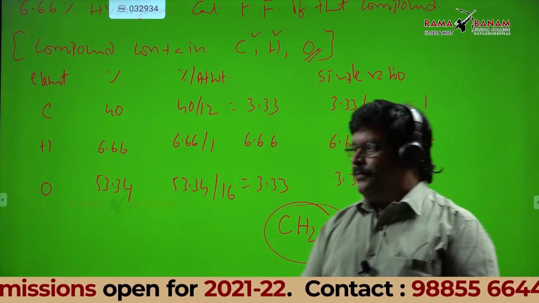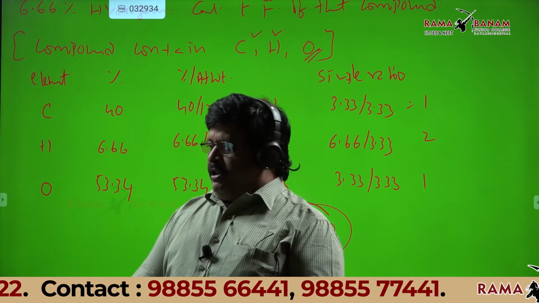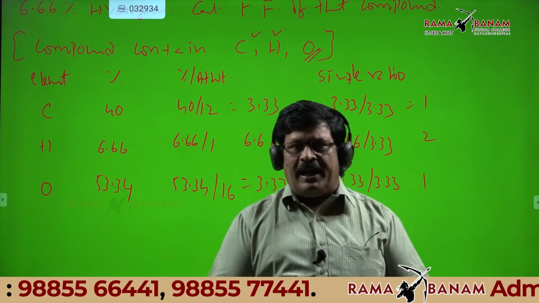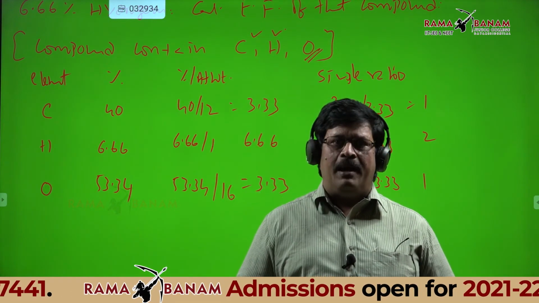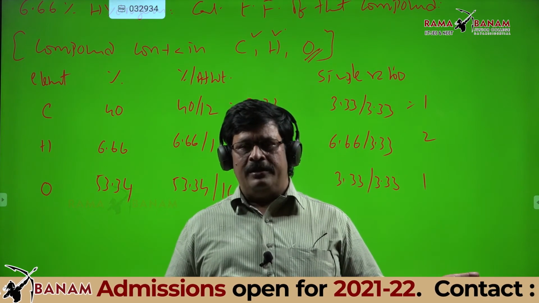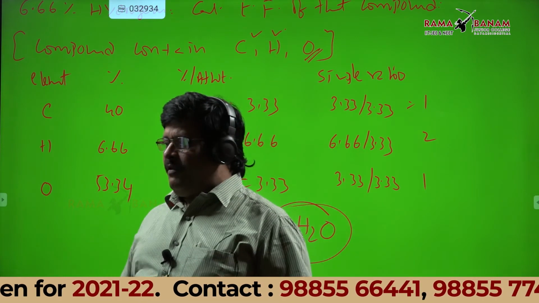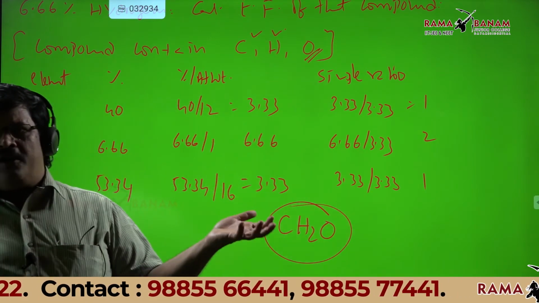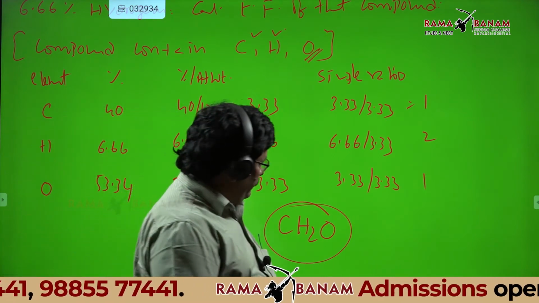Sir, I have a doubt. Actually, Jaya, what I told you is the empirical formula. Based on the empirical formula, we can't write the name. Only if you know the n value can we write it, because this is not the exact formula. So we don't write the name of that compound.